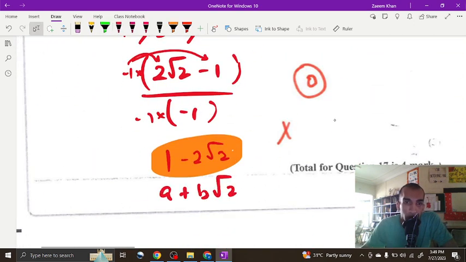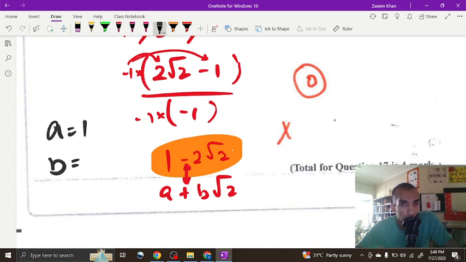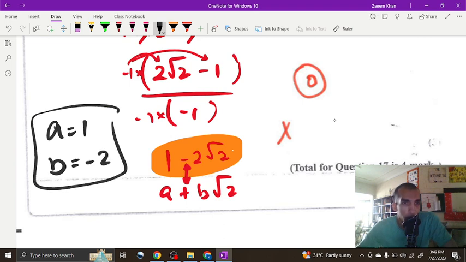square root of 2. Now you might be wondering that they're saying plus, we have a minus. Well, integers can be positive or negative. We don't exactly have to match the signs. So what is the value of a? 1. What is the value of b? Minus 2. That is your answer.